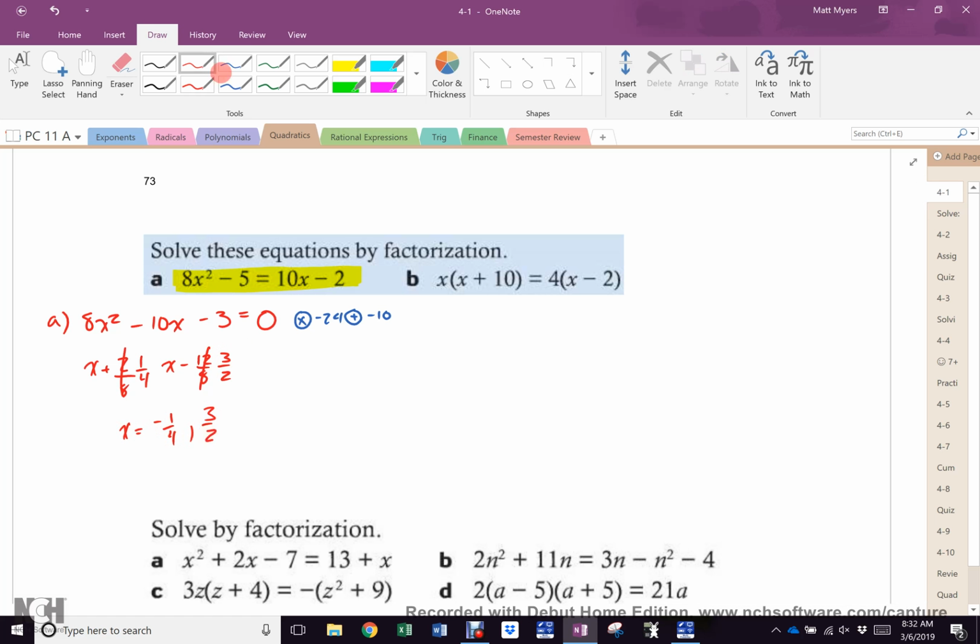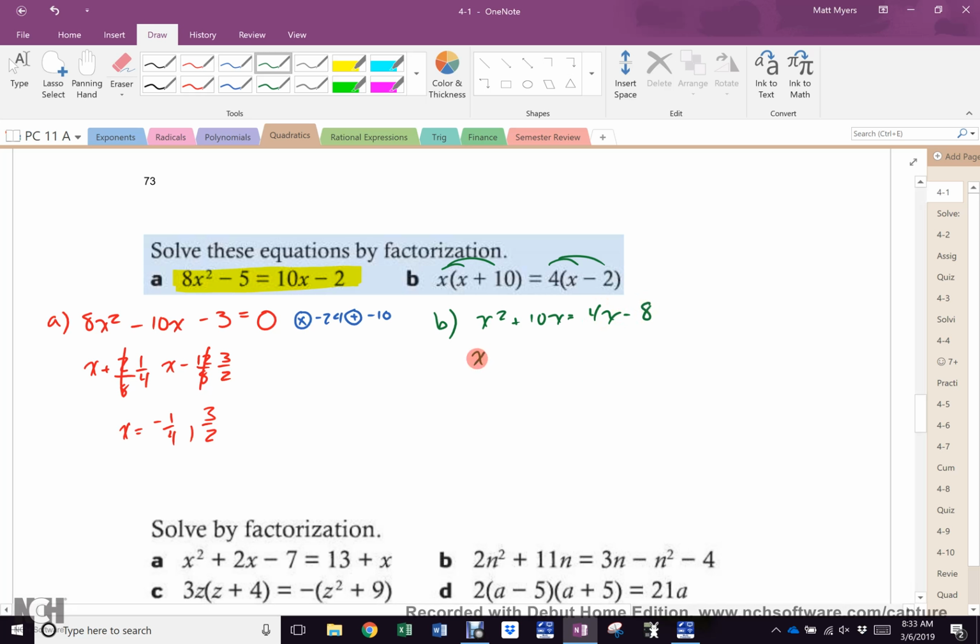What about B? I'm going to do the same thing, but what's in the way? Brackets. So I got to go back to grade 9 when I learned how to deal with these brackets. How do I do that? I distribute. And I get x squared plus 10x equals 4x minus 8. And now all of a sudden it looks like something I can deal with. Why am I able to do this? Because all the math I've ever learned is available to me at any time in this year.